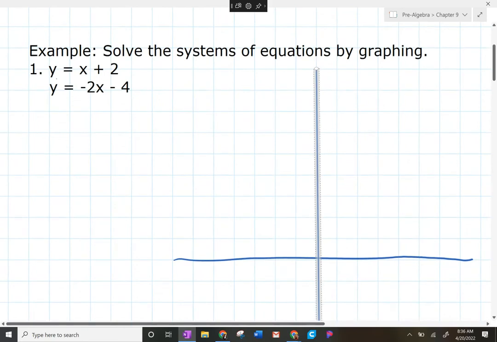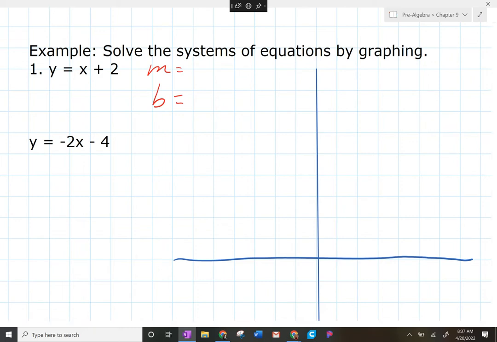For my very first one, I'm just going to look at this first one on top. We'll have to solve for my m value, which is my slope. I'll have to solve for my b value. So for that top one, what's my slope? 1 over 1. What is my b value for that one? 2. Fantastic. I'm just going to go one at a time right now. So I'll worry about this next one second.